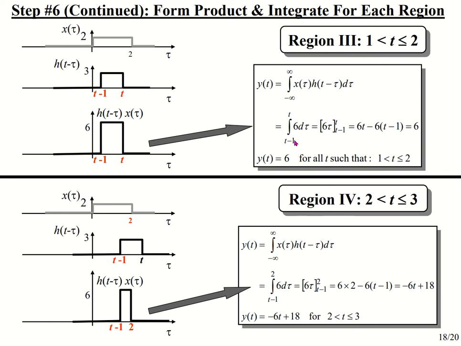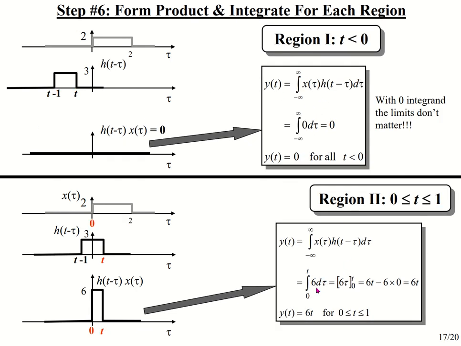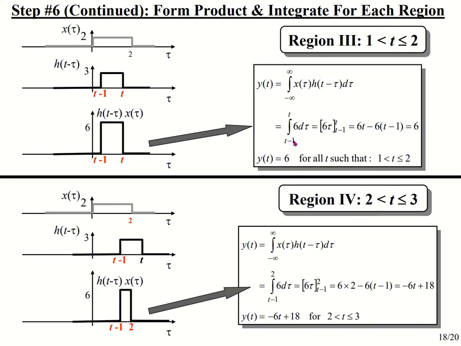So if you substitute t minus 1 to t, and you have the value of x(tau) as 2 and h(t minus tau) as 3. So if you substitute 2 and 3, you get this as 6. This is something done in the previous case, and I forgot to mention this. So the 6 was obtained from the amplitude of x as 2 and the amplitude of h as 3. So now if you evaluate this function, what you get is simply 6.